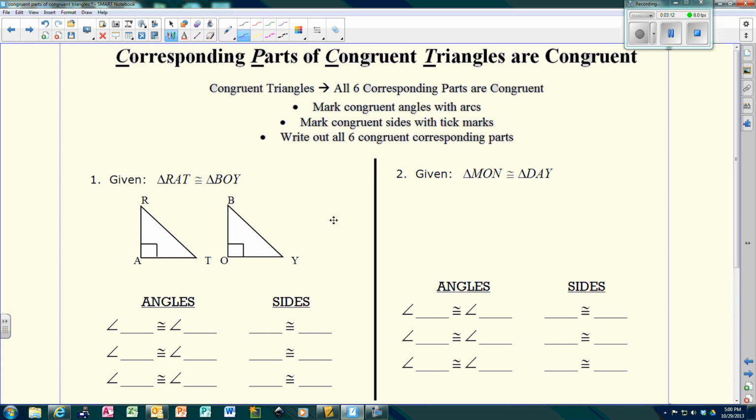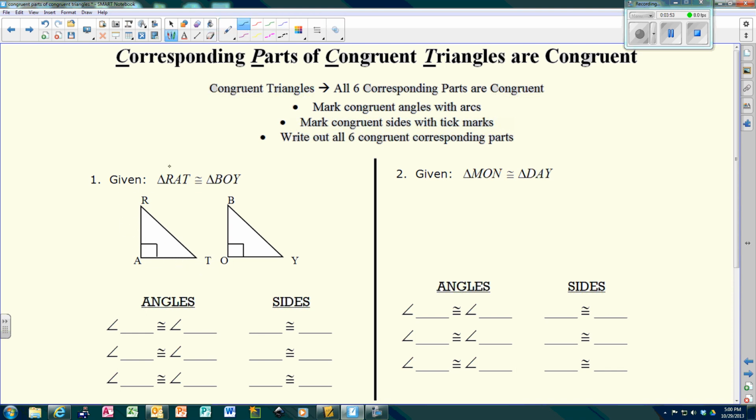All right, so now corresponding parts of congruent triangles are congruent. In other words, if your two triangles are congruent, like the two I just drew, that means all of their parts are congruent. So let's look at this triangle given, triangle RAT is congruent to triangle BOY. So this is how I do these. Instead of trying to remember the order of the letters, I assign a number because it's easier to look at. So if I called this 1, 2, and 3, so actually let me go back up here. Scratch that. Hope you're using a pencil so you can erase it.